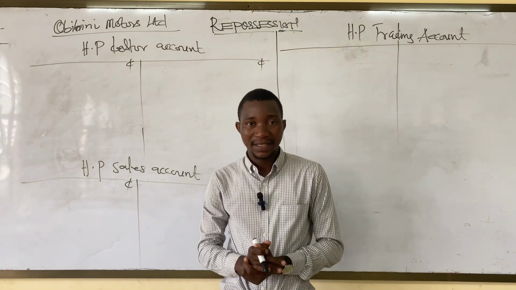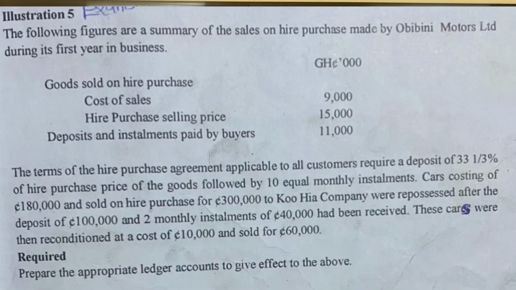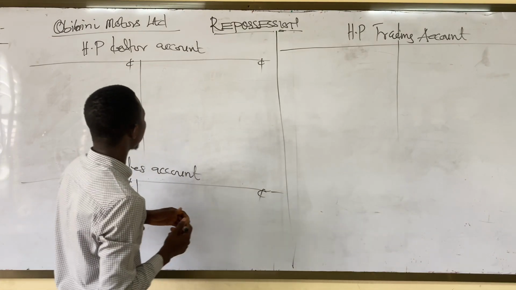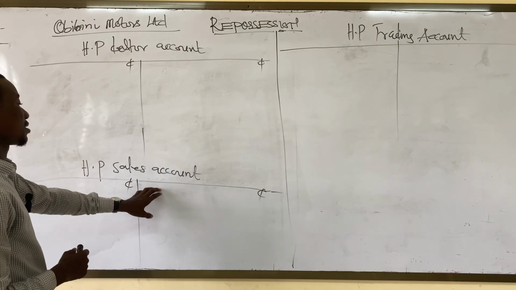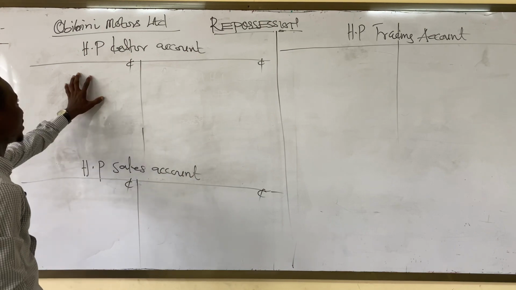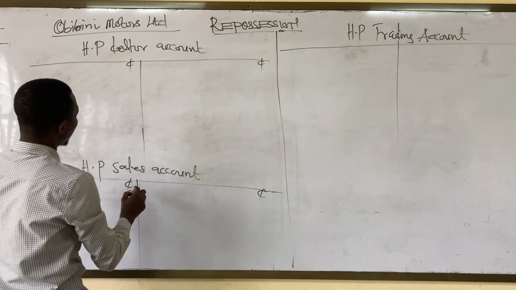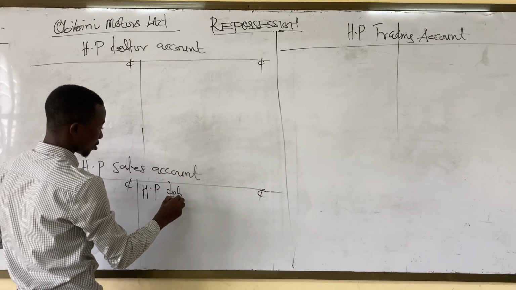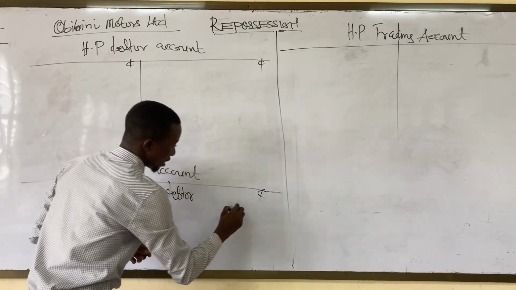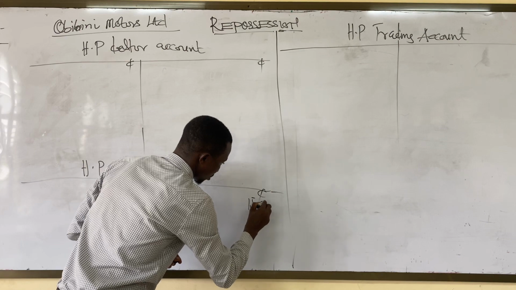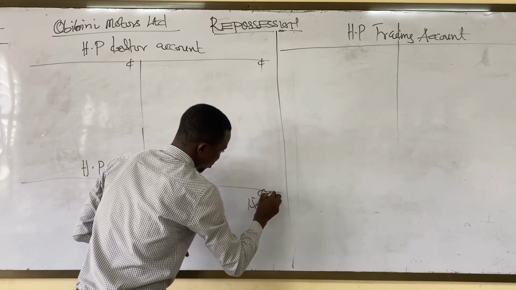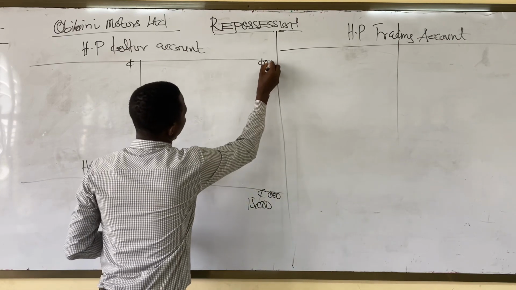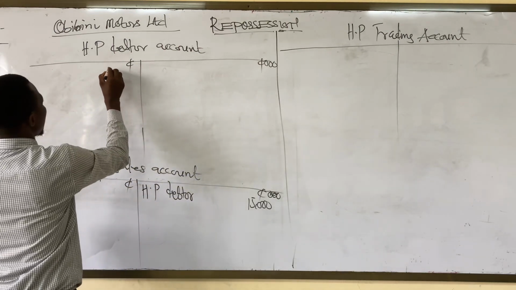So to begin passing the entry, okay, we have the hire purchase selling price of 15,000. So that is the selling price. So we credit the hire purchase sales account and debit the hire purchase debtors. So that is in the name of HP debtors, and the amount is 15,000. All amounts are in thousands. Okay, so let's remember.